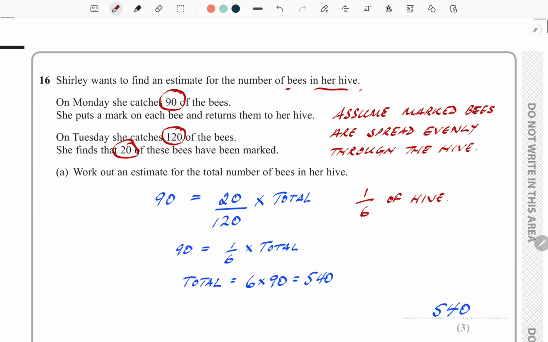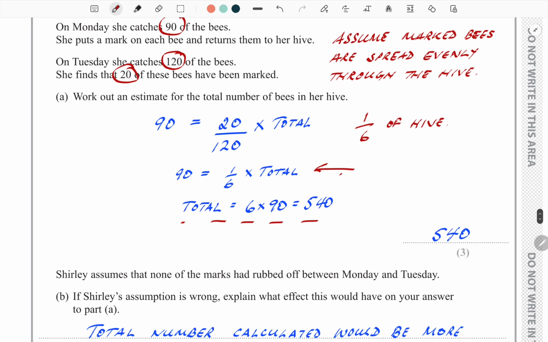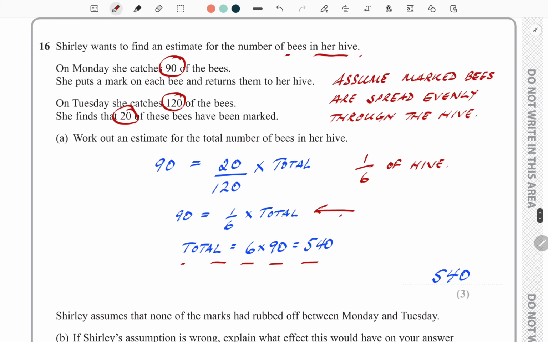All right. Think through that question just a bit, make sure you're okay with it. So that means that, when you spread them out, if 20 marked bees out of 120 is your sample, then those 90 bees must be 1/6 of the total. All right. So if you write 90 is 1/6 of the total, multiply the 6 across, so the total equals 6 times 90, 540. All right. If there's any confusion over that, leave it in the comments, and I'll be happy to perhaps do a separate couple of minute video just to explain that if you need.